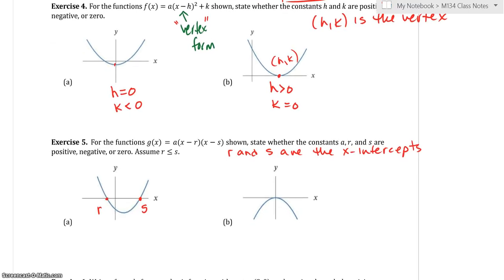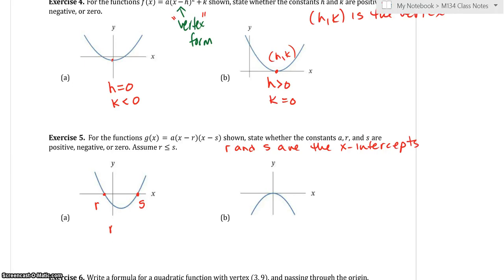So did you get the answer? Yep, the r is negative and the s is positive. What is the a? Remember the a, if you check out the last videos, if the parabola opens upward, the a is positive. What about part B? Well, it crosses right at 0, doesn't it? The r and the s are both 0. They both equal each other. Luckily, they had less than or equal to there. And this is a downward parabola, so the a is negative.